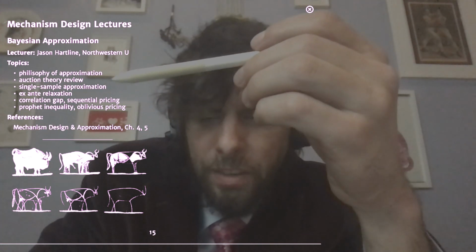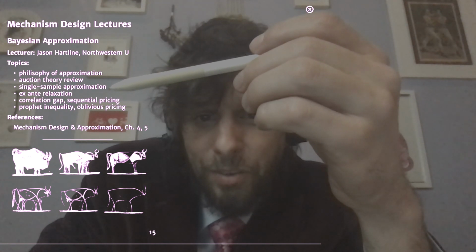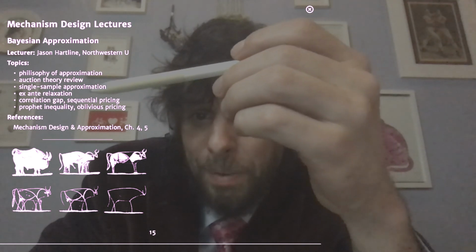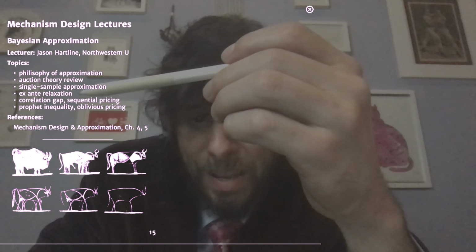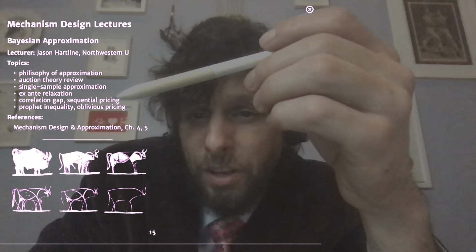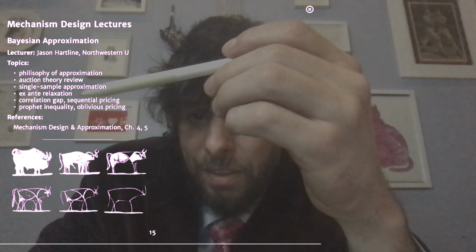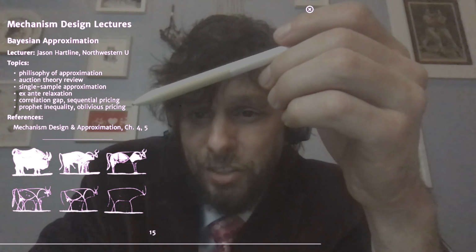And I gave a brief review of auction theory, quantile-space, and revenue curves. I showed you that random prices are nearly as good as optimal prices. I talked about a general approach for proving that mechanisms are good approximations, which is looking at this ex-ante relaxation. And we saw two methods for proving that pricing is good. We saw the correlation gap method for showing that sequential pricing is good. We saw the profit inequality for showing that oblivious pricing is good.